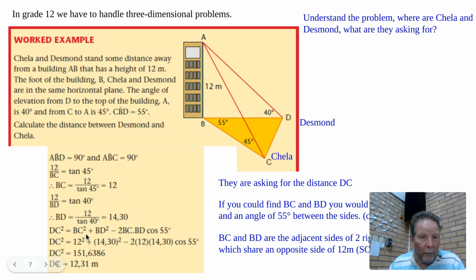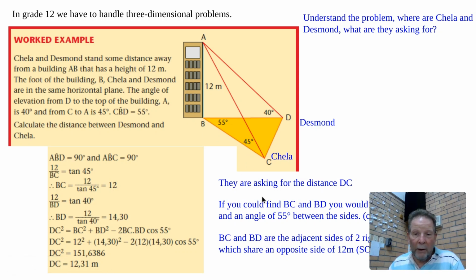Now it's just the cos rule. You square those two values, subtract it by 2 times them multiplied together, times the cosine of the angle in between. You put it in your calculator and you get 12.31 meters.